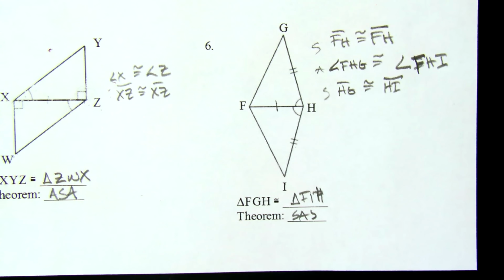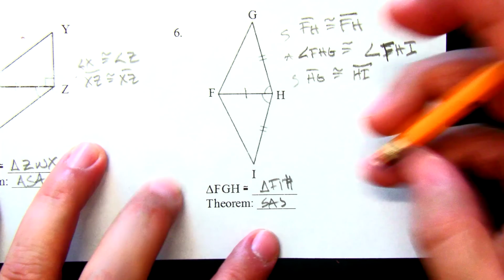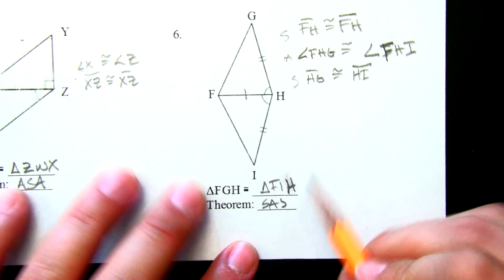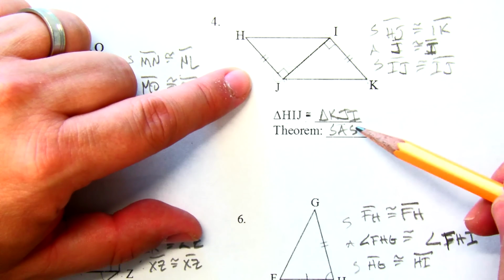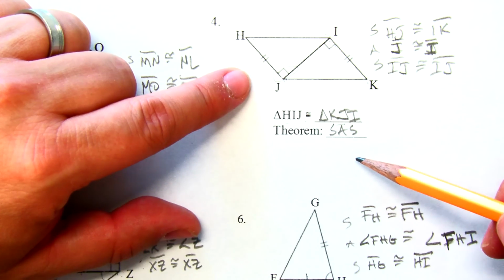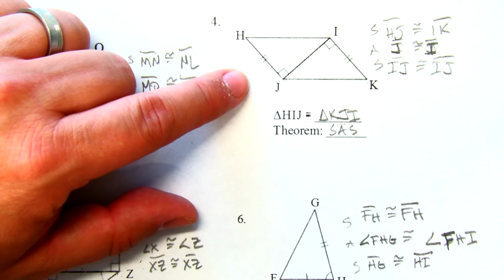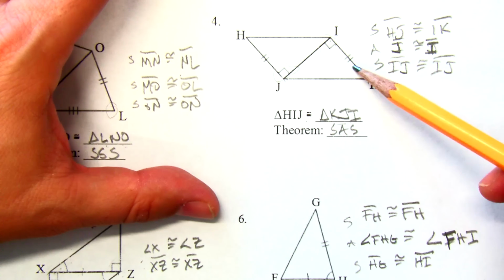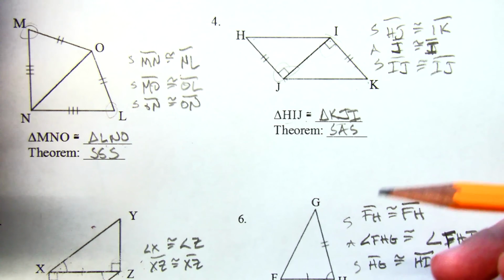What you want to check with these when you're done, and I should say this on each one: if you have a theorem, say you've written side, side, side, ask yourself, do I have three pairs of sides? Since I'm saying it's side, side, side, I should have three pairs of sides. Well, I've got one pair, another pair. No, I don't have the third pair. So it can't be side, side, side. That's relatively easy to check.